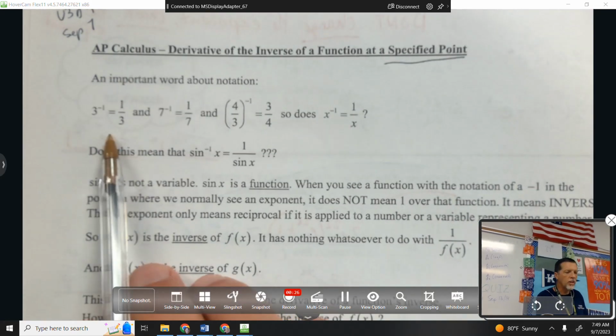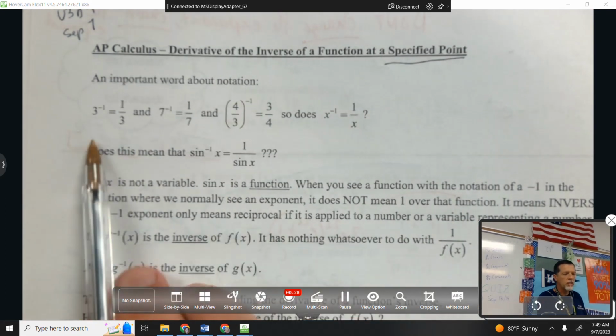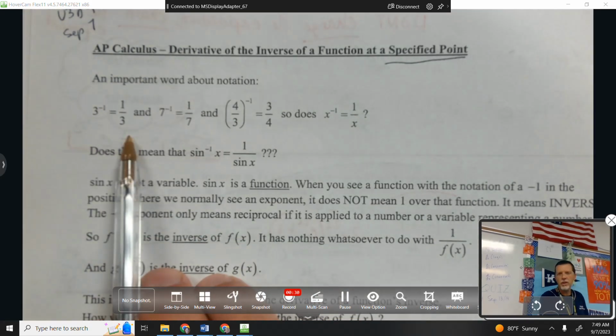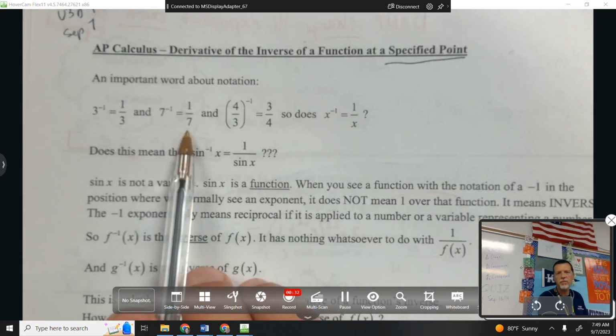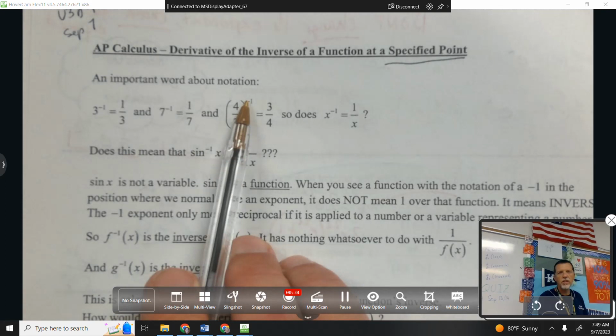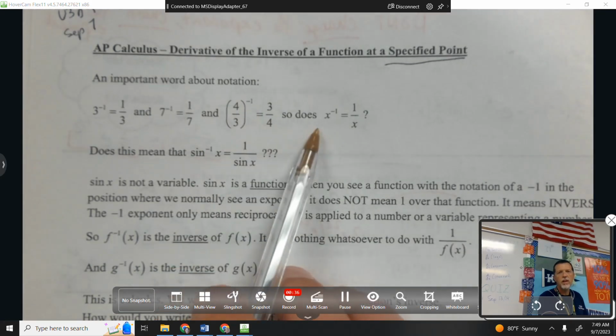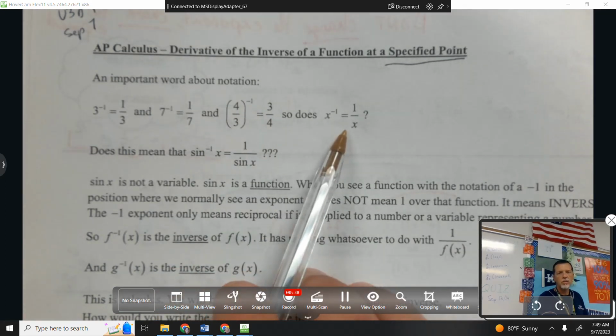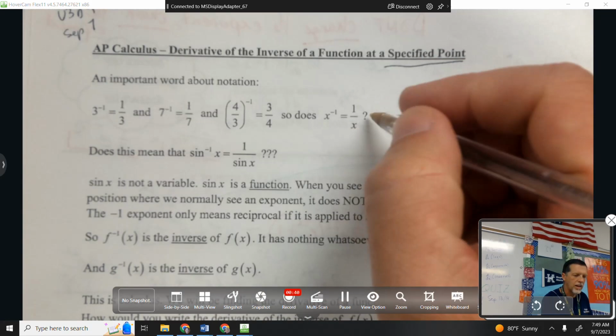Okay, first of all, a little comment on notation. So 3 to the negative 1 is 1/3. We talked about this yesterday. A negative exponent flips things over. 4/3 to the negative 1 is 3/4. X to the negative 1 equals 1 over x. Yeah, we did that yesterday. That's true.